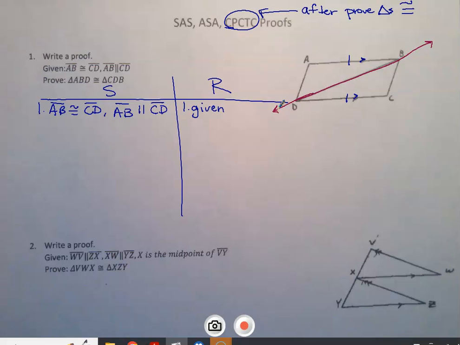the angles on the transversal are congruent. Okay. What kind of angles? So we've got a parallel line. This is a transversal. We know that there's angle relationships that are congruent. So what angles that are congruent would be helpful? Angle ABD would be congruent to angle.